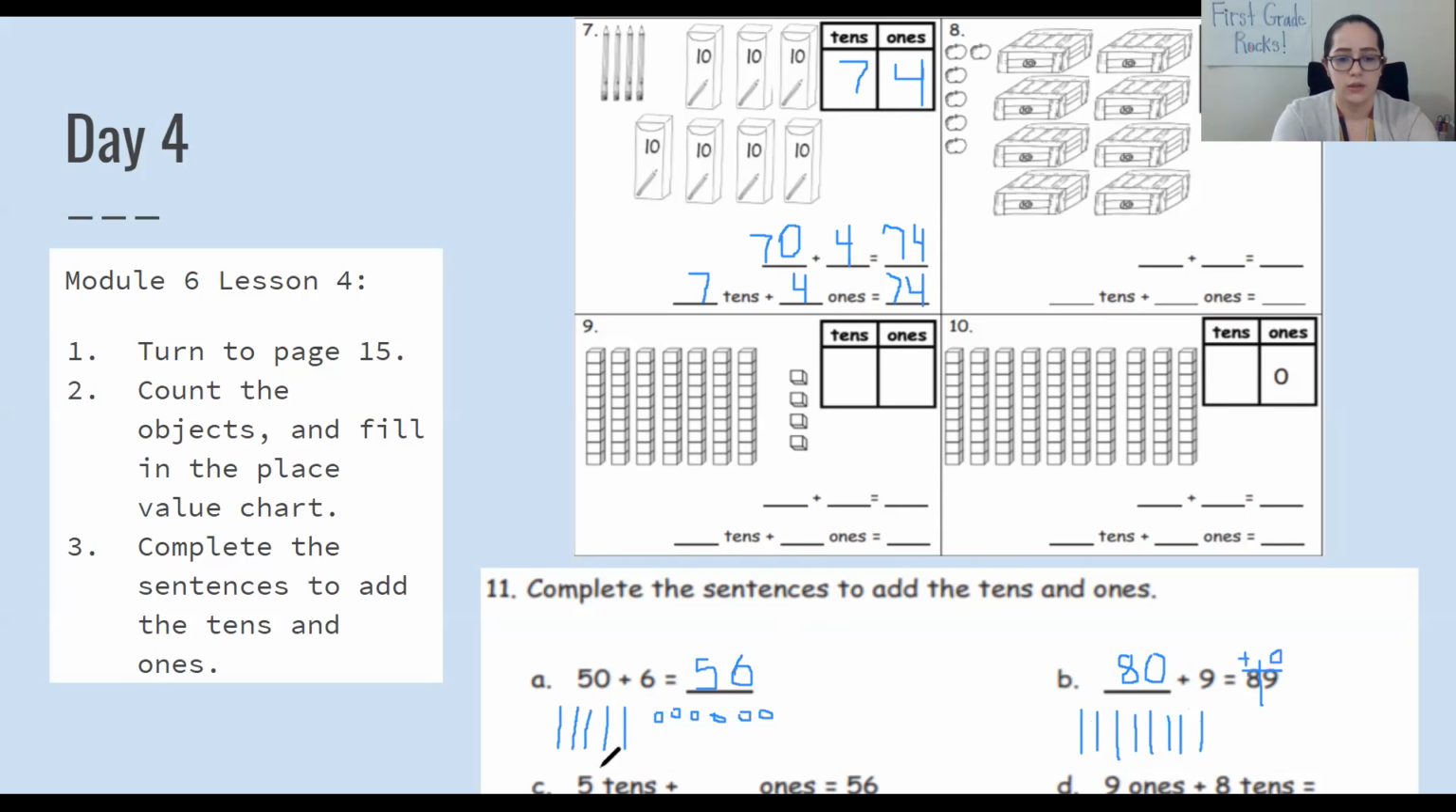Here you're going to do kind of similar to what these statements were up top. 5 tens plus blank ones equals 56. And D, 9 ones plus 8 tens equals blank. And now pay close attention that here they just flip-flop. They started with the ones first and then the tens. So students will go ahead and solve the rest of them.